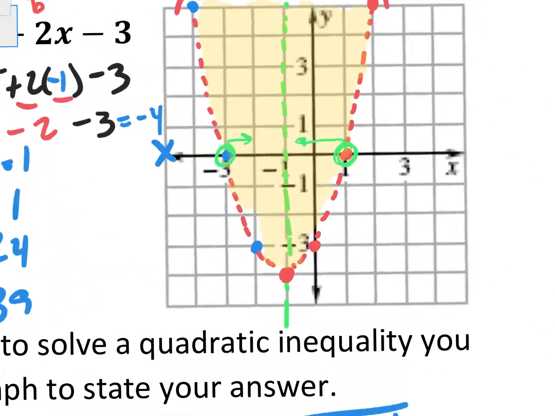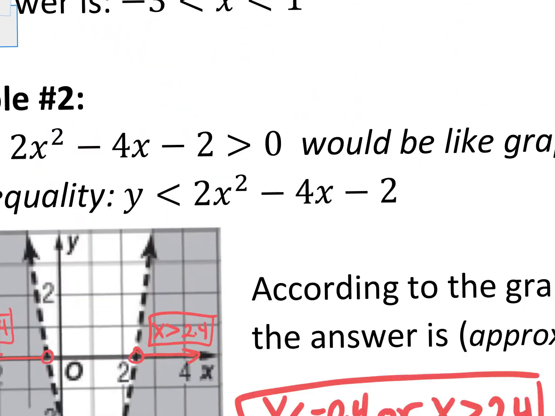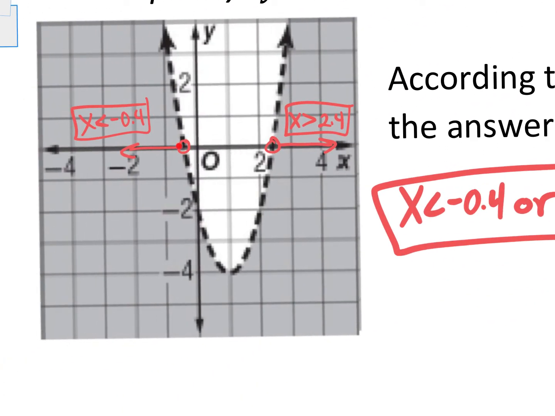Sometimes you'll just have a certain part of the line from -3 to +1 together in the shade, so you'd have to write it as a compound inequality. Sometimes you'll have the shade going out that way, so x is less than a certain value, or x is greater than a certain value, so it's going out.